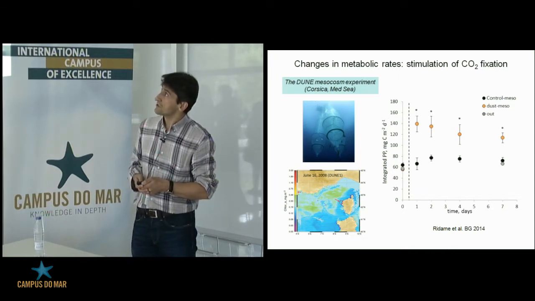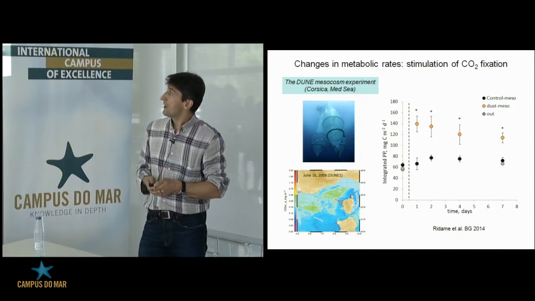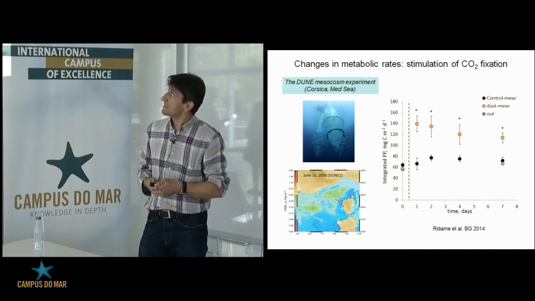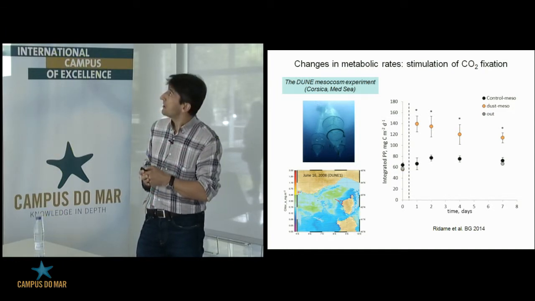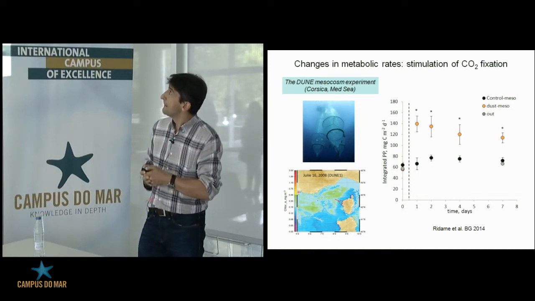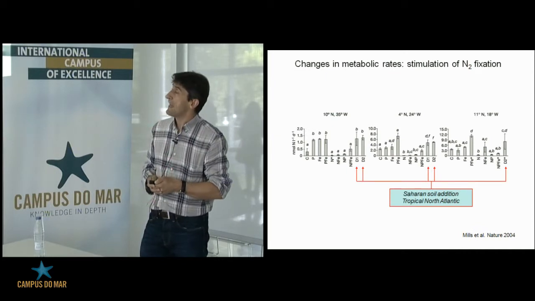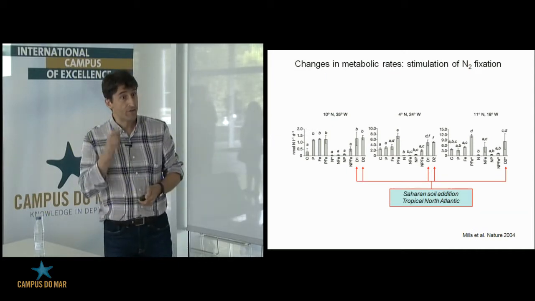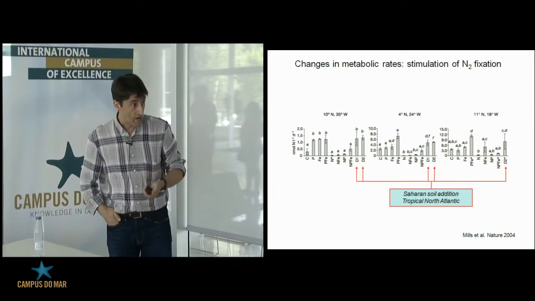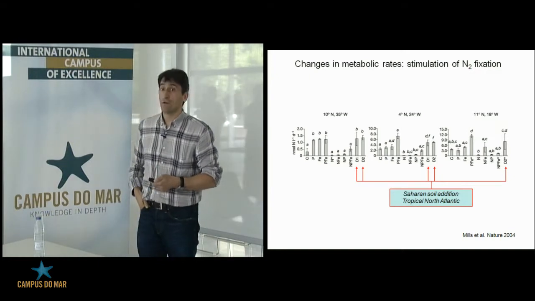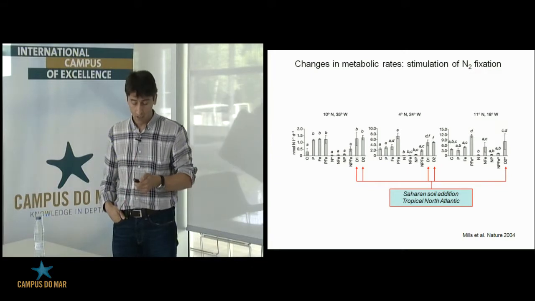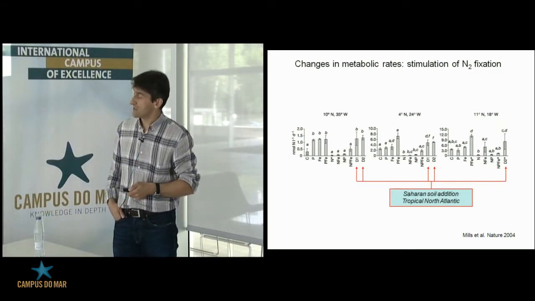In this case, this was the Dune mesocosm experiment, coordinated by Cécile Gueux near Corsica in the Mediterranean Sea. They found a clear increase in primary production in response to the dust additions. Nitrogen fixation can also be quite responsive to dust additions, and this makes sense because dust carries iron and also phosphorus, and these two elements, iron and phosphorus, can typically be limiting for nitrogen fixation.